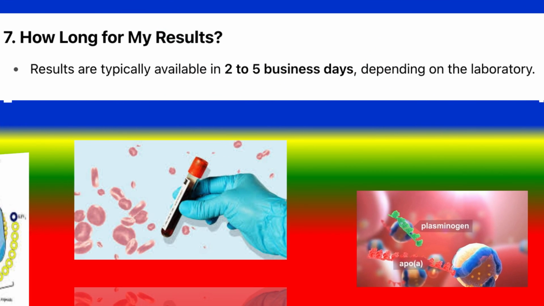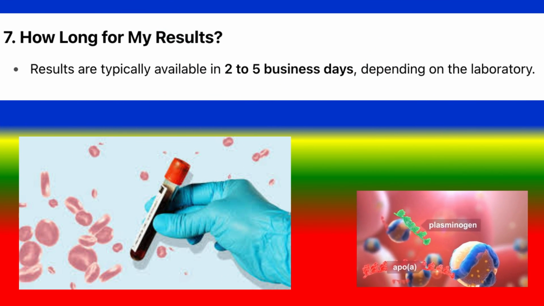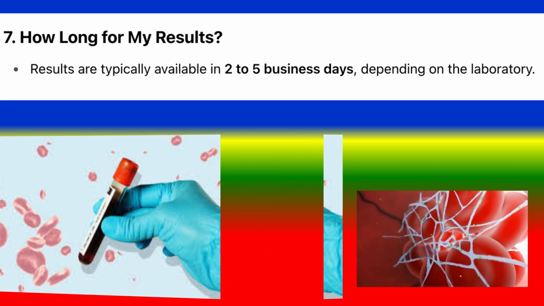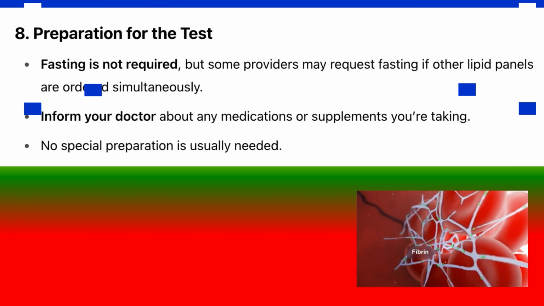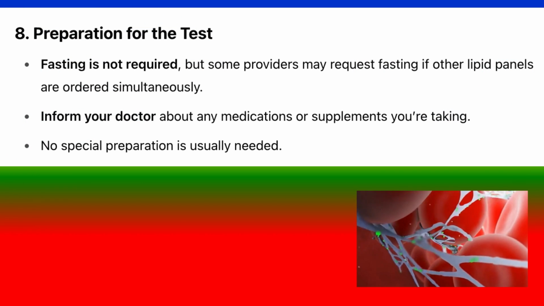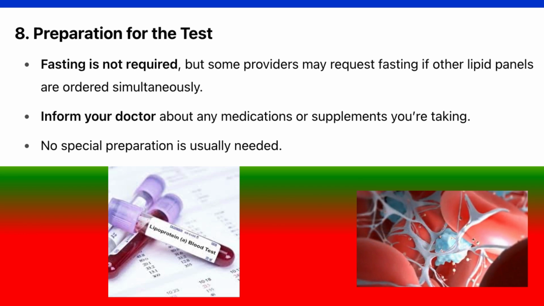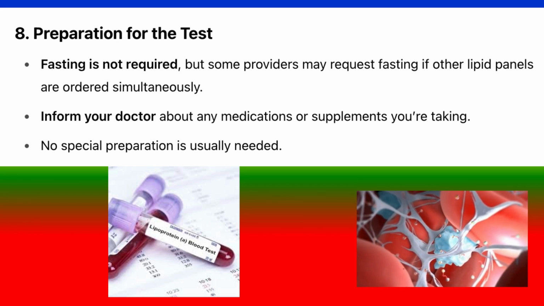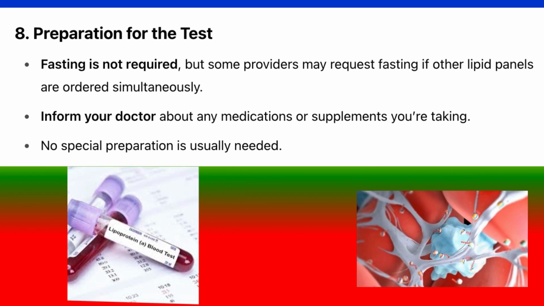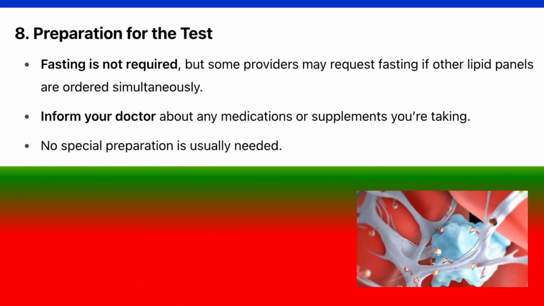7. How long for my results? Results are typically available in 2 to 5 business days, depending on the laboratory. 8. Preparation for the testing is not required, but some providers may request fasting if other lipid panels are ordered simultaneously. Inform your doctor about any medications or supplements you're taking. No special preparation is usually needed.